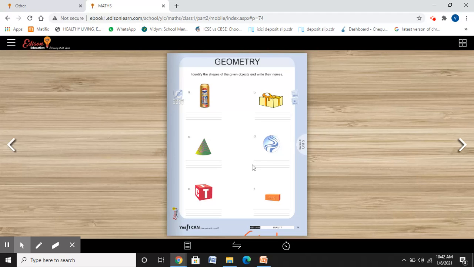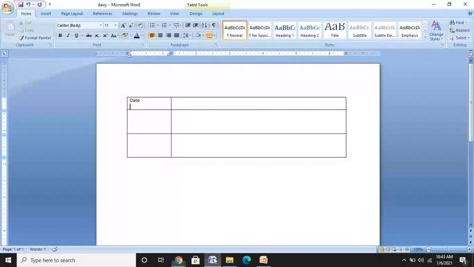Now it's time for your diaries. So please take out your diaries. The date is 12/1/2021. Subject is maths. Do page number 73 and 74. Do page number 73 and 74 in next class.